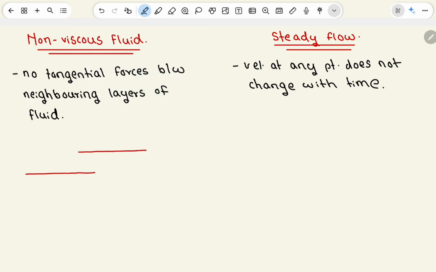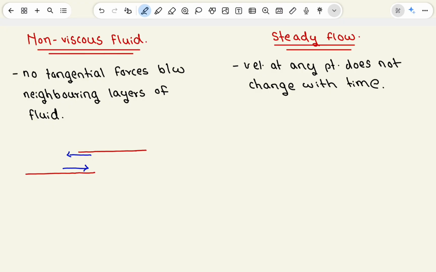So what happens is the top layer is pulled backwards by the bottom layer and the bottom layer is pulled forwards by the top layer. Now these are the tangential forces of friction that act between two neighboring layers of the fluid. Since there is a relative velocity between the two layers, one layer is sliding ahead and another remains behind. To avoid this relative sliding, the forces of internal friction act between the layers of the fluid, and the top layer is pulled backwards and the bottom layer is pulled forwards to avoid the slipping.